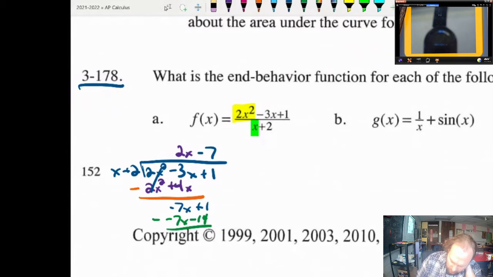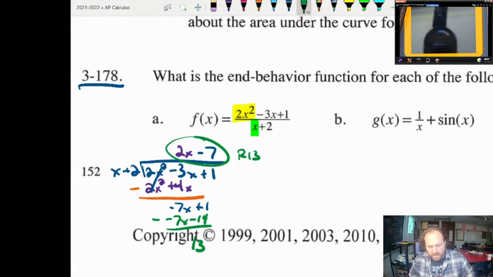But it doesn't matter what it is because that's the function. There is going to be a remainder of 13 over x plus 2 on here, but we don't really care about that. 2x minus 7 is going to be the line. Now, a good exercise would be to graph this original ratio right there, and then also graph 2x minus 7, and I think you'll see it happen.